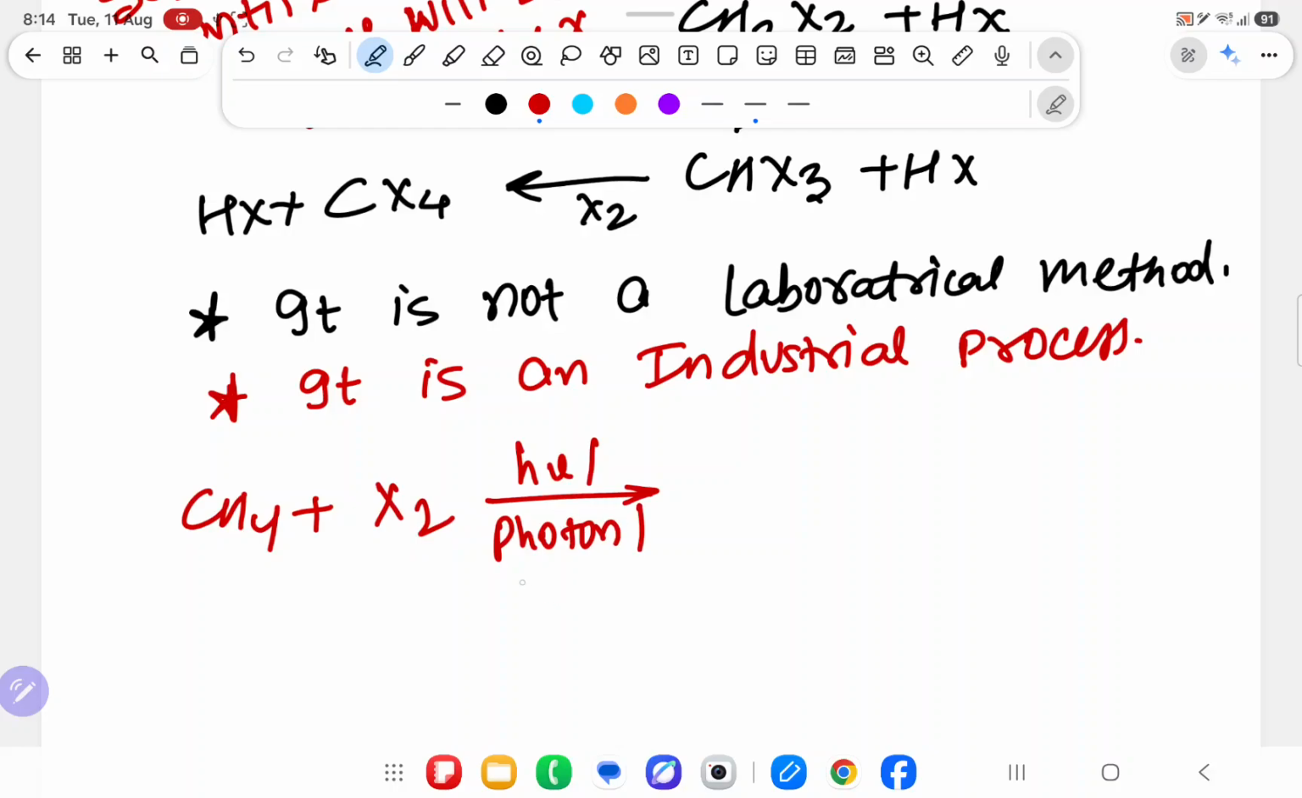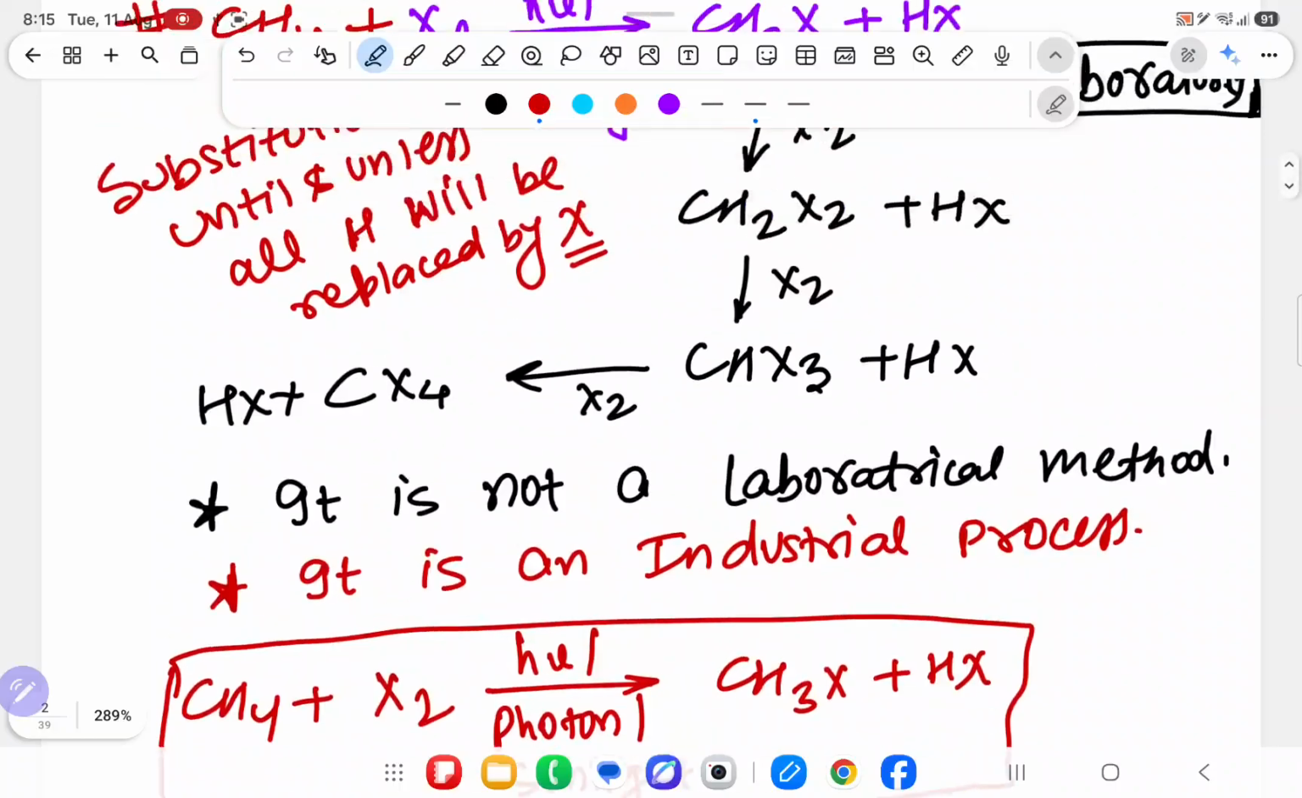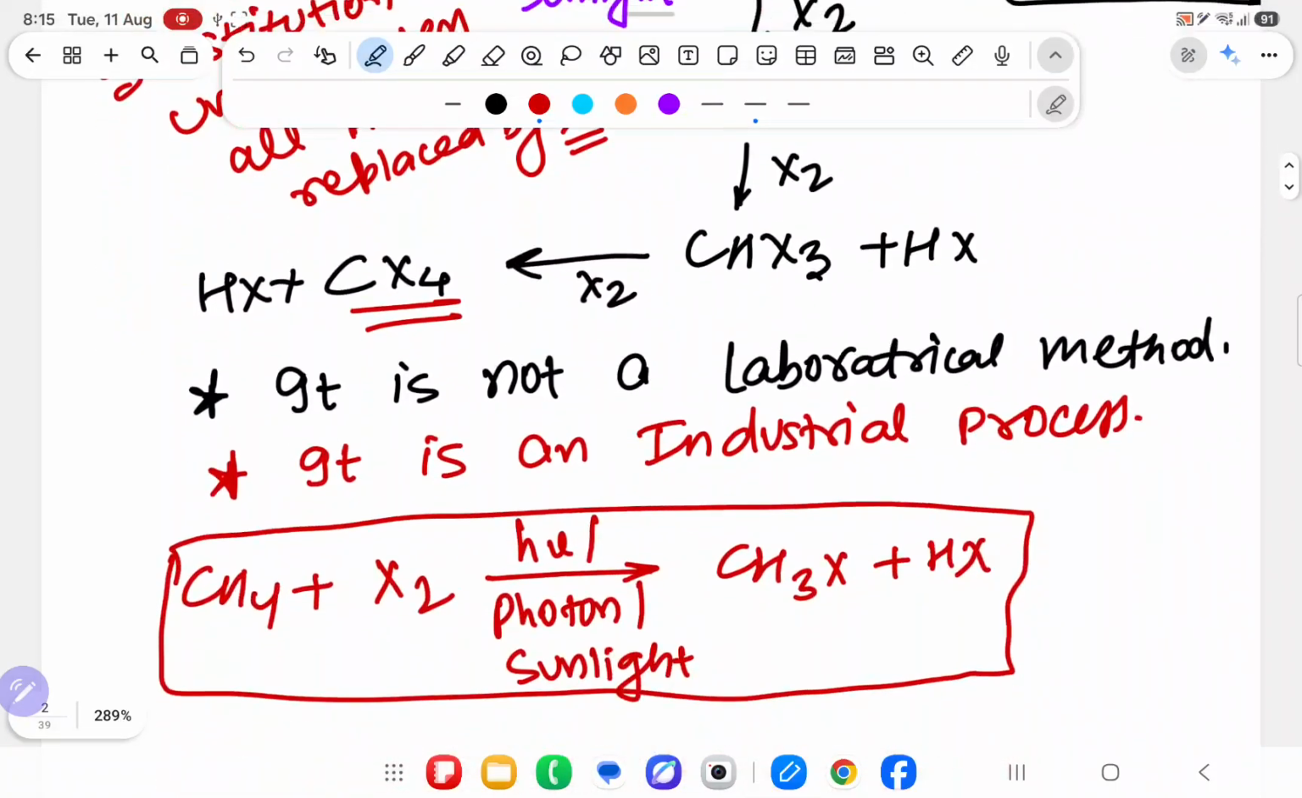Whenever you are doing X2 in presence of photon or sunlight, this will stop the reaction up to CH3X plus HX. Further reaction they will not allow to do. So it is an industrial process. It is not a laboratory process. If you do it in the laboratory, what happens? All the hydrogen will go and all the halogen will come up to this. So we will need only up to this product. So we will have to use industry.